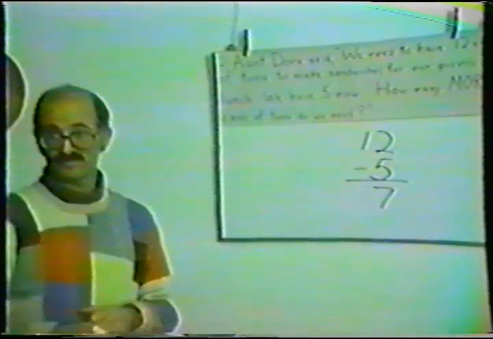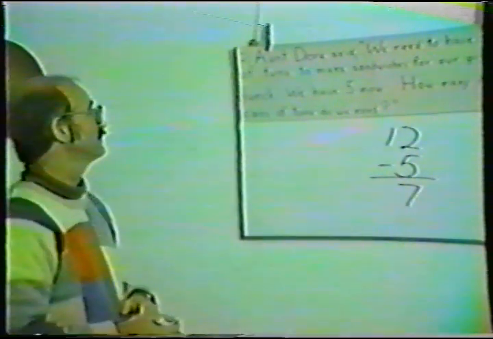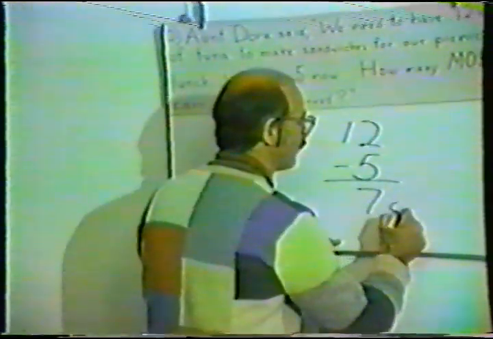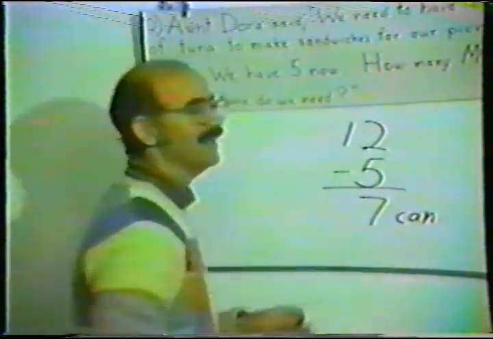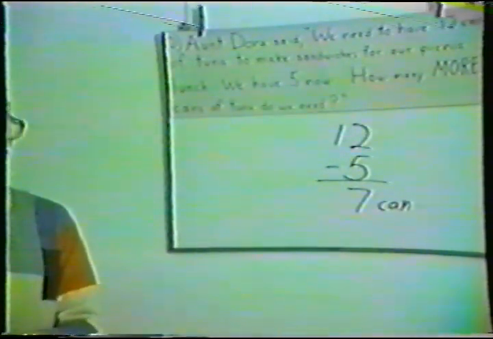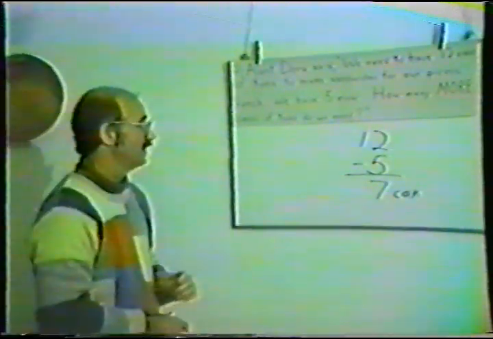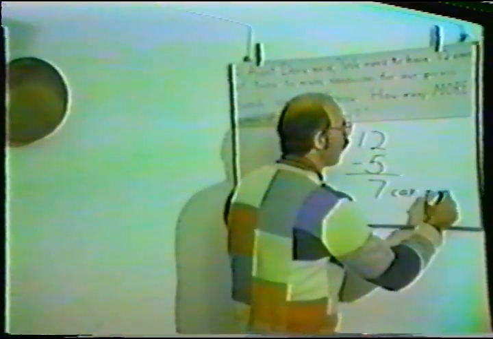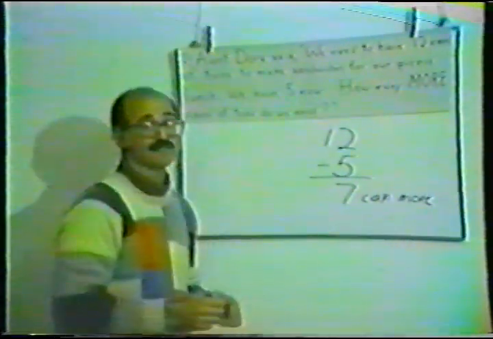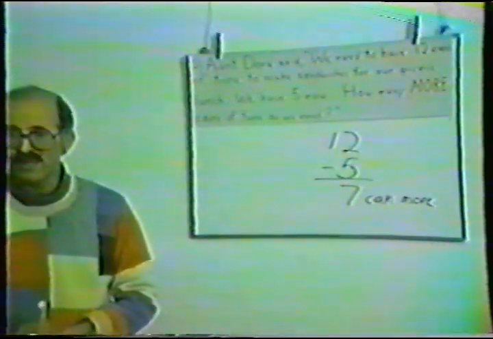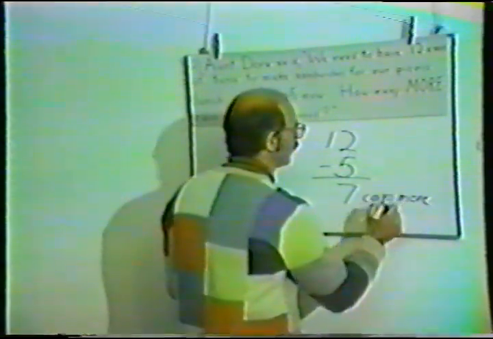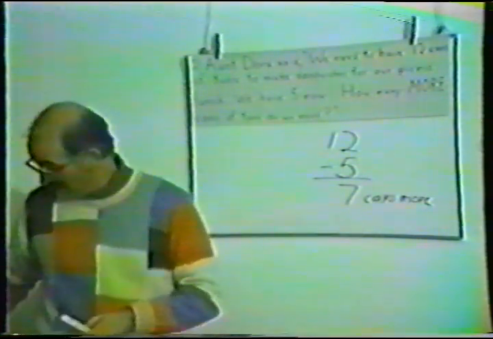7 what? 7 cans. You always have to get that key word first. Cans. 7 what? 7 cans. In this case, we need 7 cans more. Or you could say 7 more cans, but the key word is cans.